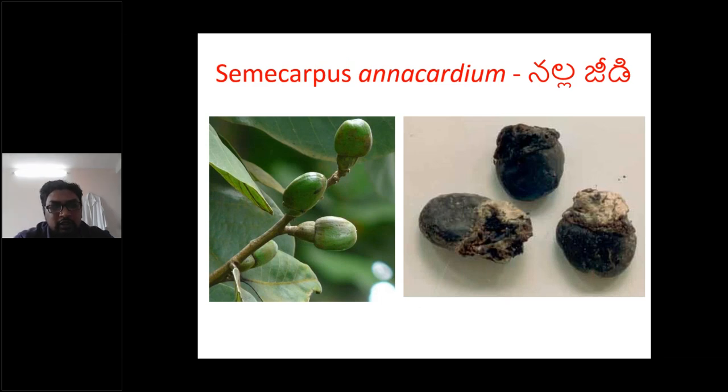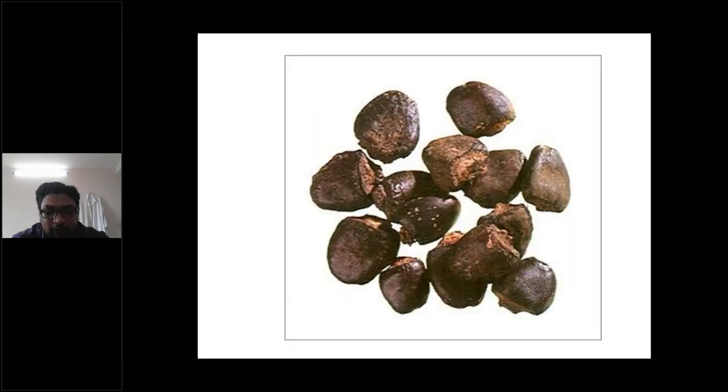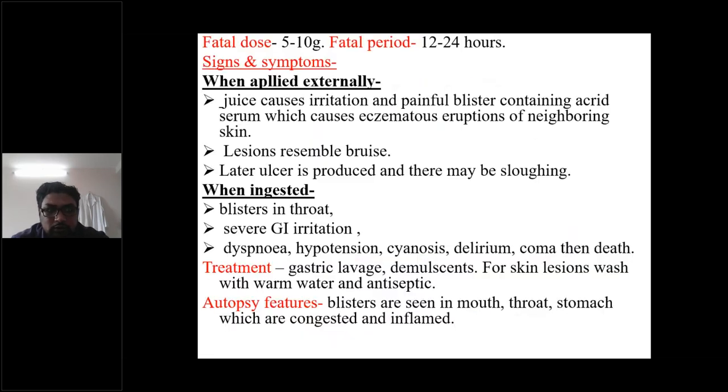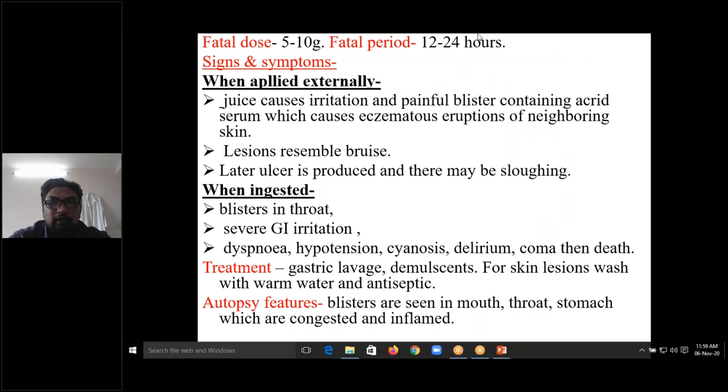So this is Semecarpus anacardium. In Telugu we call it nalla jeedi. Here we have a fresh, unripened Semecarpus anacardium, and once they have fallen they become dark in color, and you can see the heart shaped seeds of Semecarpus anacardium, nalla jeedi.